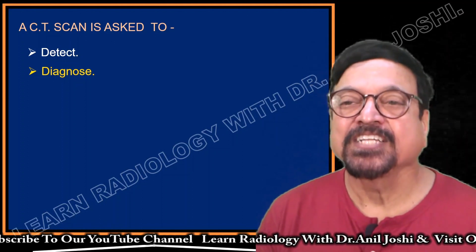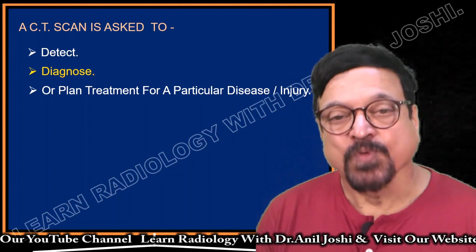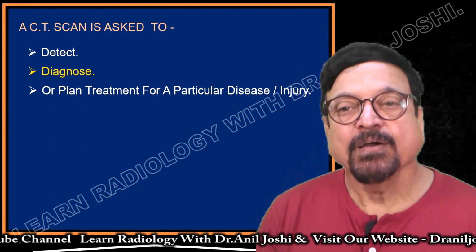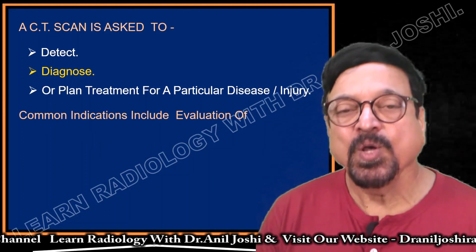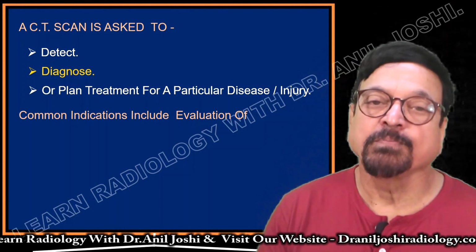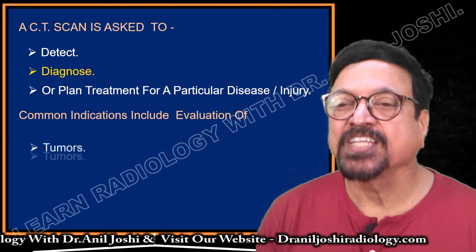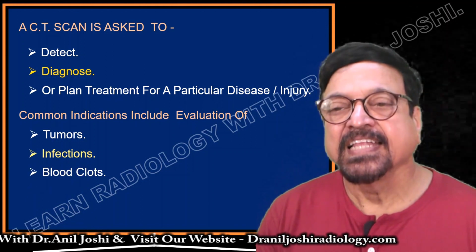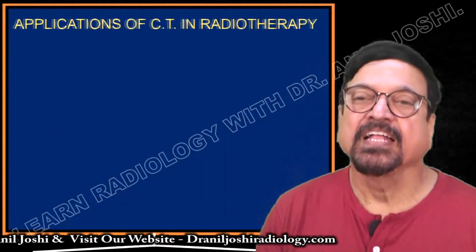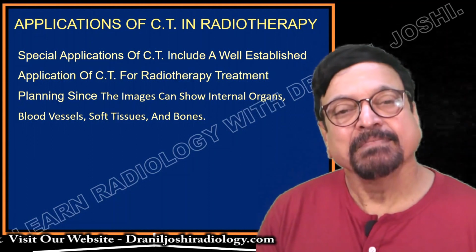As for detection, diagnosis or planning treatment of the disease, it is useful, but this application is the same as that of the routine CT we use. Planning of radiotherapy, it helps a lot because it can give you accurate measurements, as well as the tissues coming in between, and also gives you a port by which you can save the important structures. Now common indications involve tumors, infection, blood clots, internal bleeding. So these are the complications of a pre-existing malignancy.